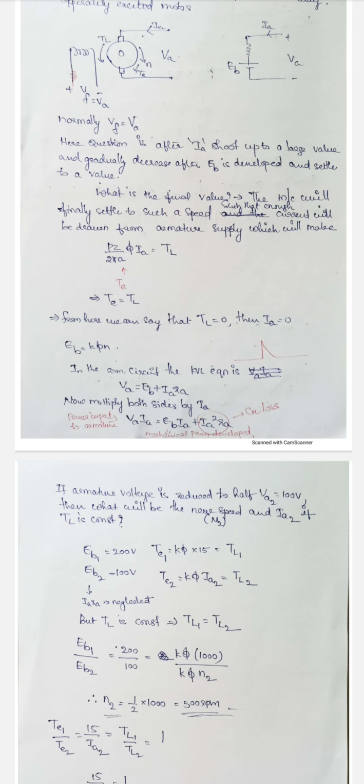This VA IA, the input power, is spent as two factors. What are the two factors? EB IA, first factor, plus IA square RA. We are very familiar with this. IA square RA is the armature copper loss we have discussed earlier. Then what should this be? It should be the mechanical power developed, isn't it? The gross mechanical power developed as per our power flow diagram.